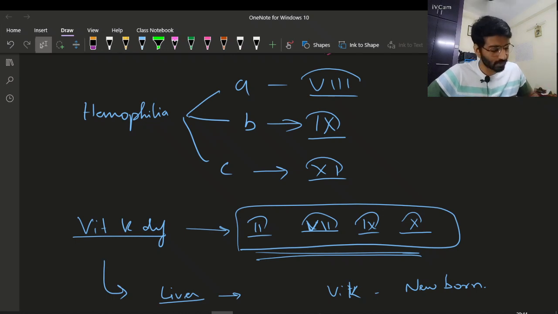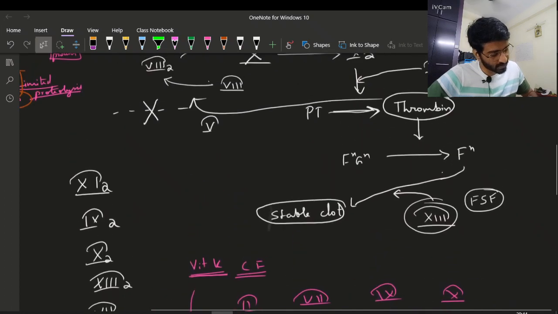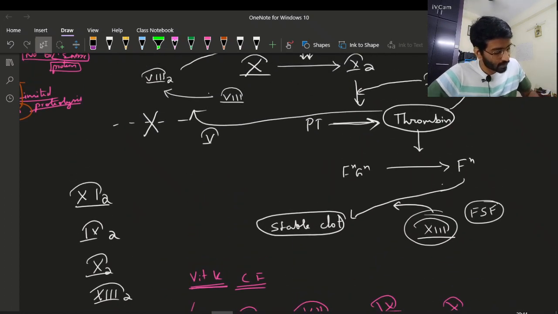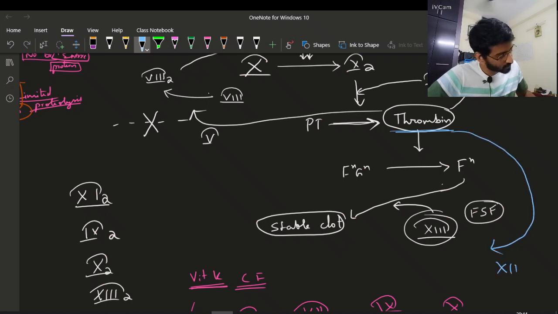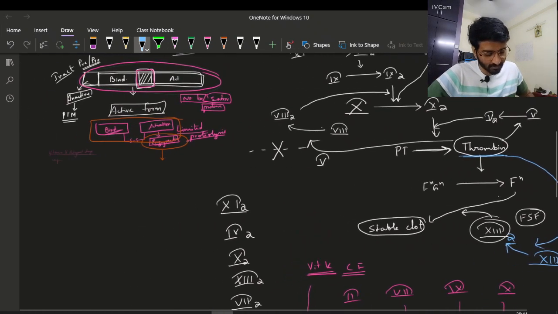Also, there is one more important point. This thrombin which is present here facilitates the conversion of 13 into 13A. See how much the thrombin is acting. Okay, so this is in brief and in detail about the clotting cascade. I hope you understood and it is of much use.